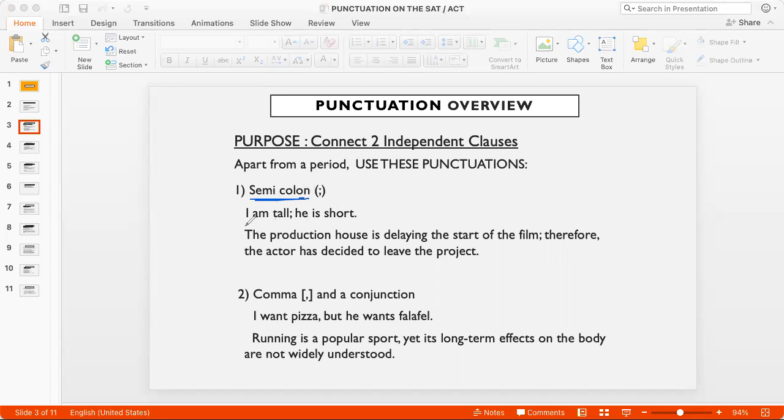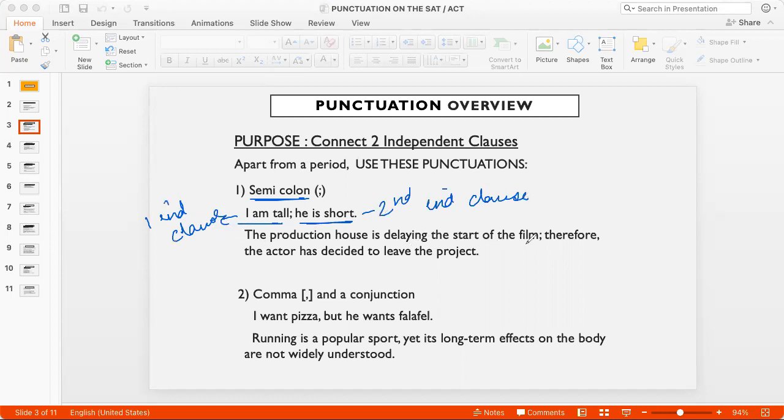For example, I'm tall, he's short, right? This is one independent clause, and this is the second independent clause. So it's like a full stop. I can just put a semicolon between them. I'm tall; he's short, right?